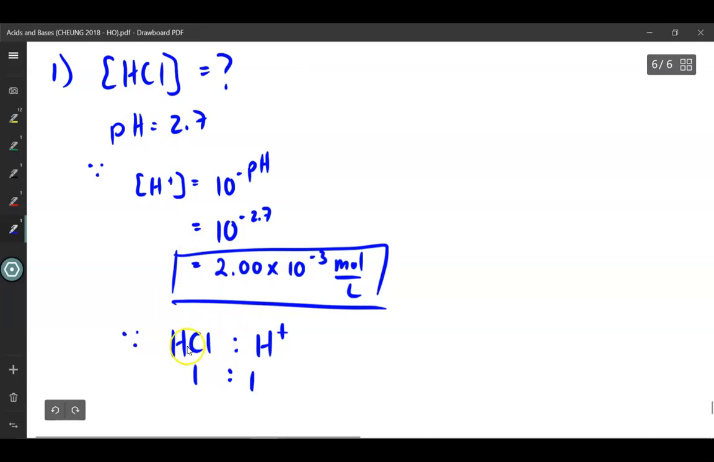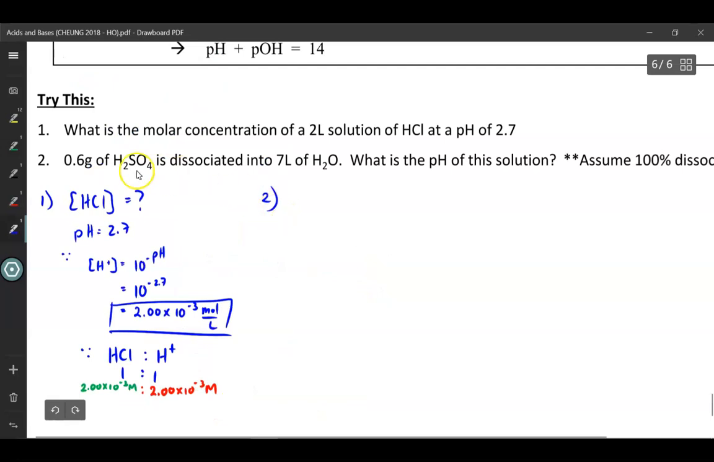For every one HCl that breaks up, one H plus is released. Well, if I have 2.00 times 10 to the power negative 3 moles per liter of H plus, and it's a 1-to-1 ratio, then the concentration of my HCl should also be 2.00 times 10 to the power negative 3 molar. Let's try question number 2.